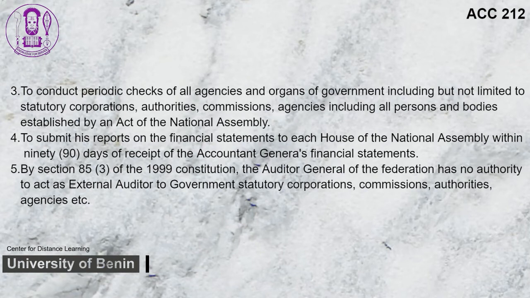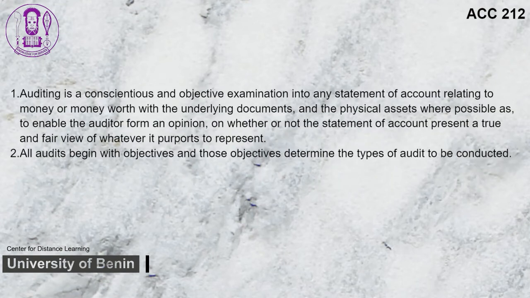Summary of Study Session 9. In Study Session 9, please note the following. 1. Auditing is a conscientious and objective examination into any statement of account relating to money or money worth with the underlying documents, and the physical assets where possible, to enable the auditor to form an opinion on whether or not the statement of account presents a true and fair view of whatever it purports to represent.